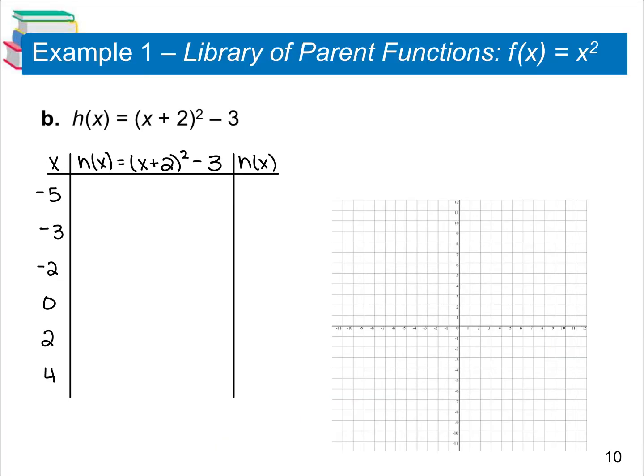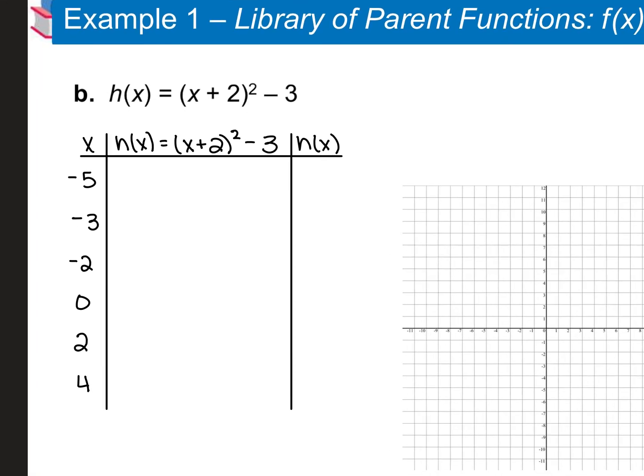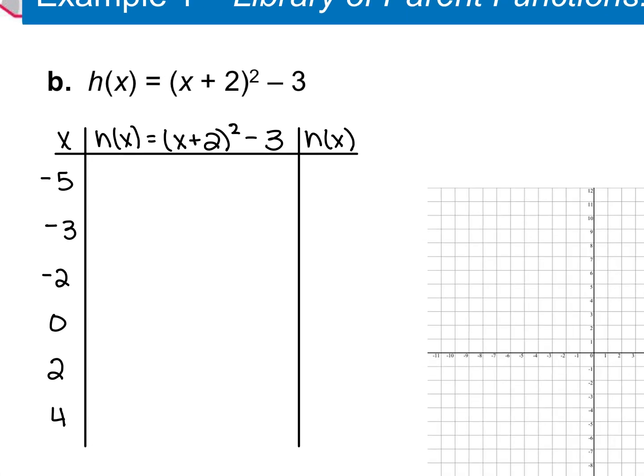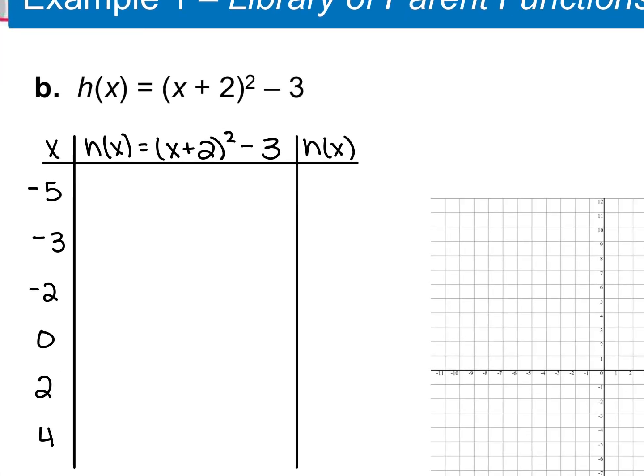If we look at our last example, we're given h of x is equal to (x plus 2) squared minus 3. We're also given x values of negative 5, negative 3, negative 2, 0, 2, and 4. So if we start with that negative 5, this is going to give us (negative 5 plus 2) squared minus 3. The negative 5 plus 2 is negative 3. Negative 3 squared is 9. 9 minus 3 gives us 6.